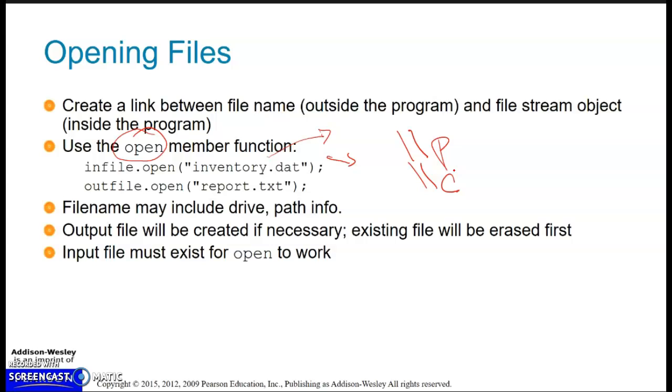The input file must exist in order for the open to work. So I can always test for that also if there's a failure. If it doesn't exist, I can't open it. But I will be able to create files that don't exist. I can call to have one created in my folder that didn't previously exist.